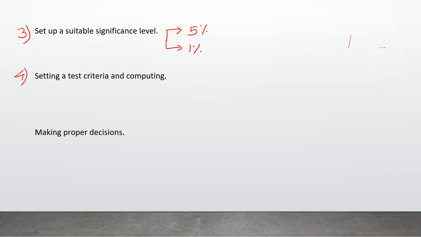Okay, the fourth one is setting a test criteria and computing. And the fifth point is making a proper decision. Okay, setting a test criteria.